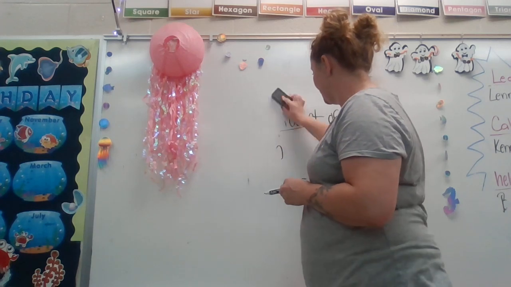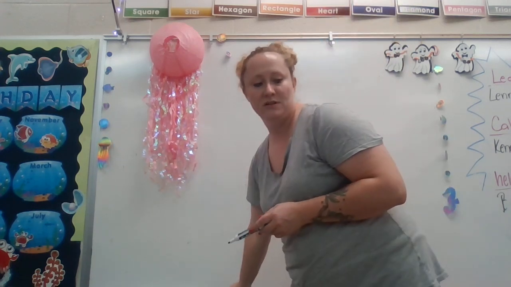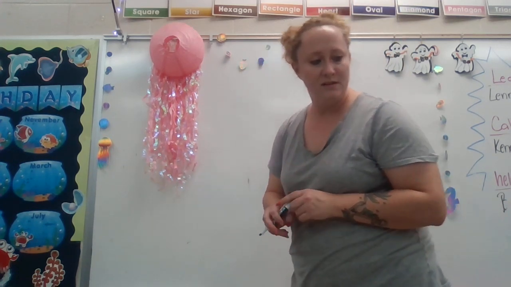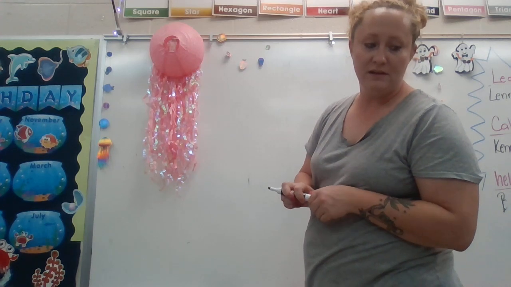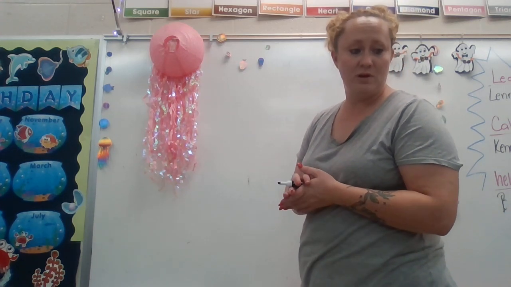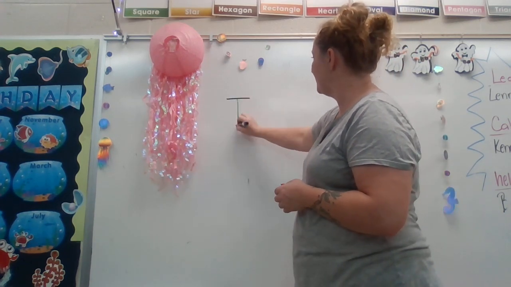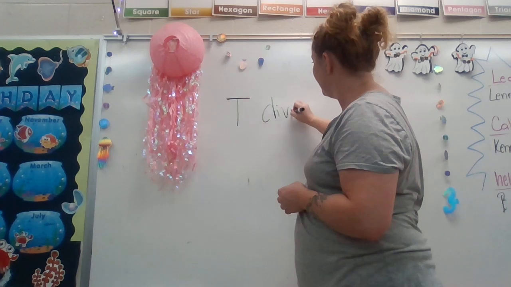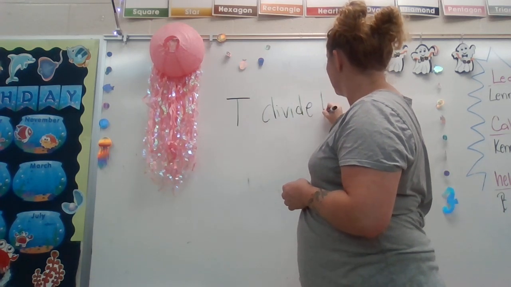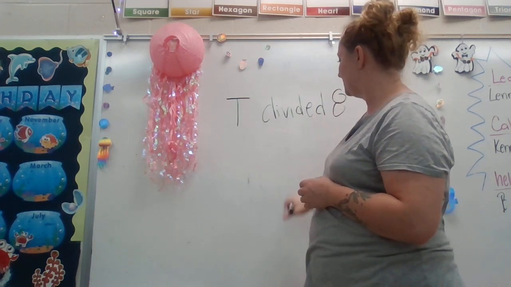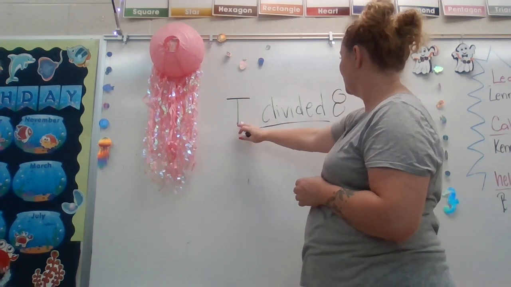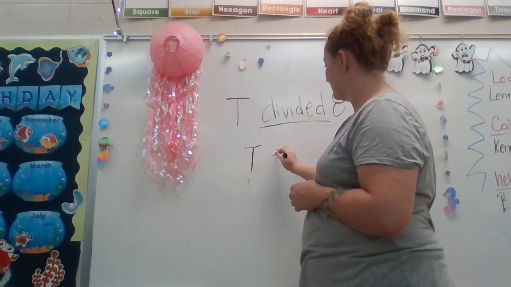But next, we want to find a quotient, which is a division problem. We wanted to take t divided by 8. So we know, since we're trying to find the answer of t and 8, t divided by 8.